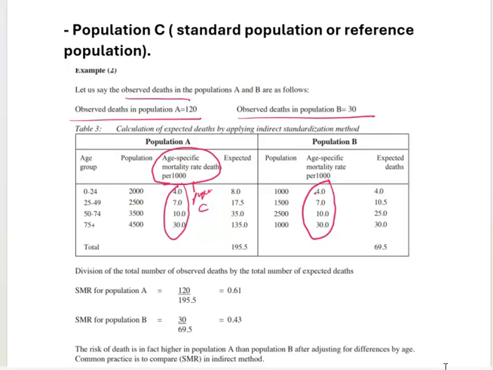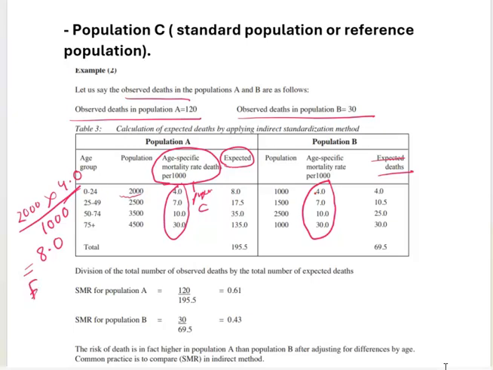So to calculate the expected number of death, this is not rate, this is the number of death. What we can do, we will take the number of people in the first subgroup, multiply with the age-specific mortality rate from population C, divided by 1000, because this age-specific rate has been calculated per 1000 people. So we just divide by 1000. That calculation will give you the expected deaths, 8, in the first subgroup.